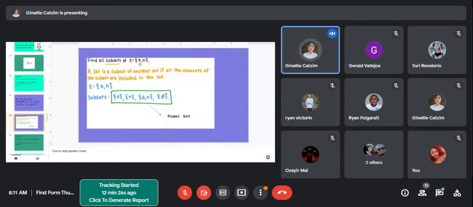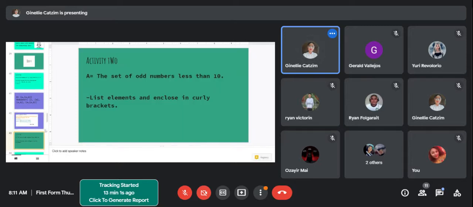If we find the subsets of x equals a, n, we have the subsets here. We could have a by itself, we could have n by itself, we could have the set itself here and the null set, right? So these are the subsets, but all of these together are the power set. Remember, when we ask for a subset, we can say find 2 subsets, find 3 subsets, 4 subsets, but when we ask for the power set, then we need all the subsets, okay? So that is it.